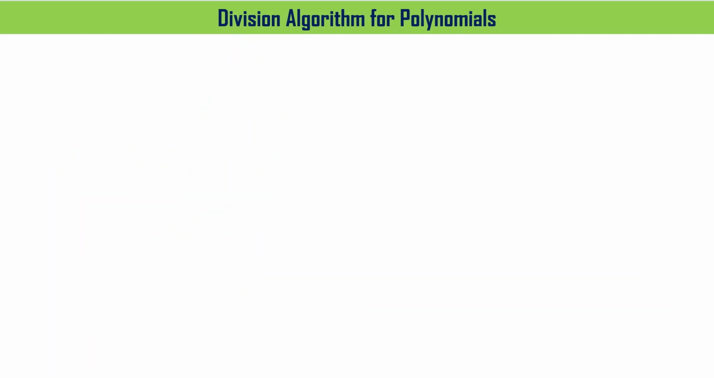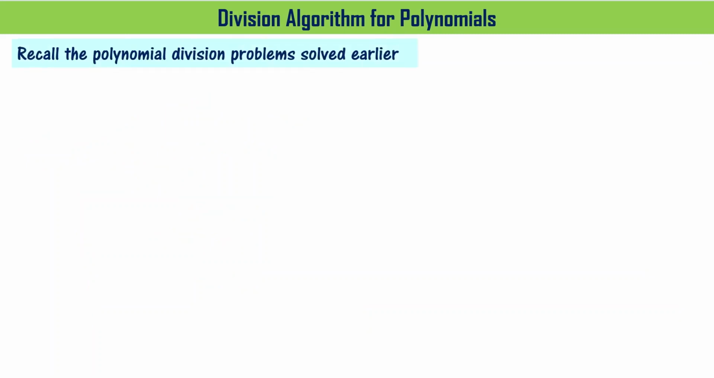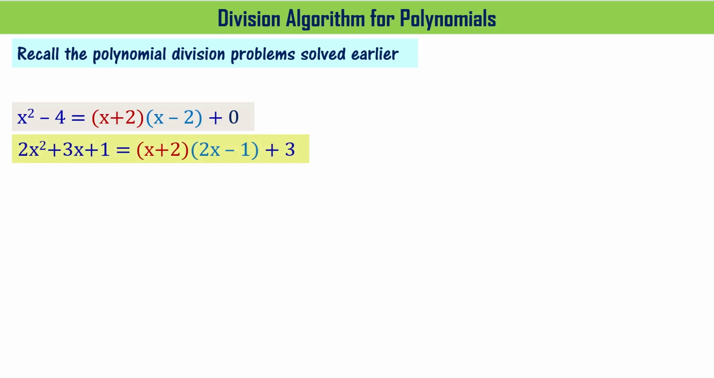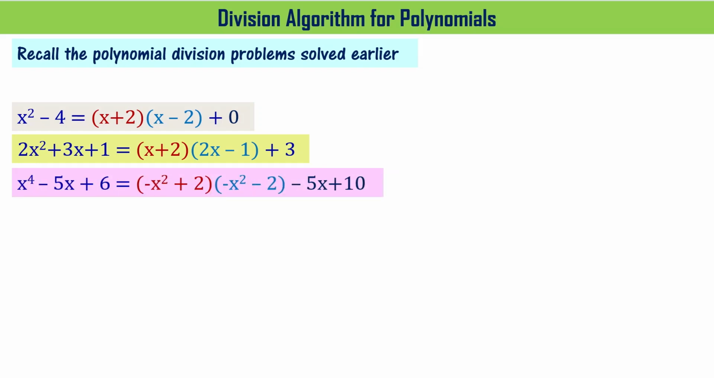Let's now go to division algorithm for polynomials. You recall the polynomial division problems we have solved just now. x square minus 4 can be written as x plus 2 times x minus 2 plus 0. 2x square plus 3x plus 1 can be written as x plus 2 times 2x minus 1 plus 3. And the other problem we have solved is x power 4 minus 5x plus 6, that can be written as minus x square plus 2 times minus x square minus 2 minus 5x plus 10, right?